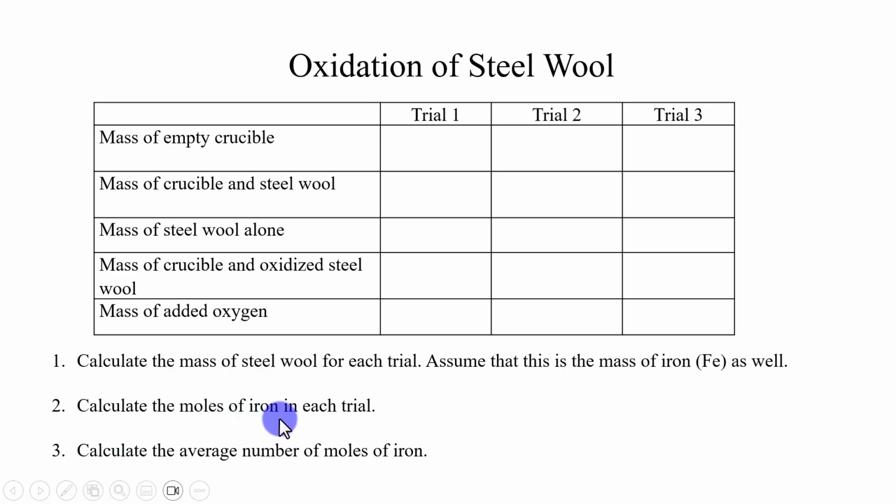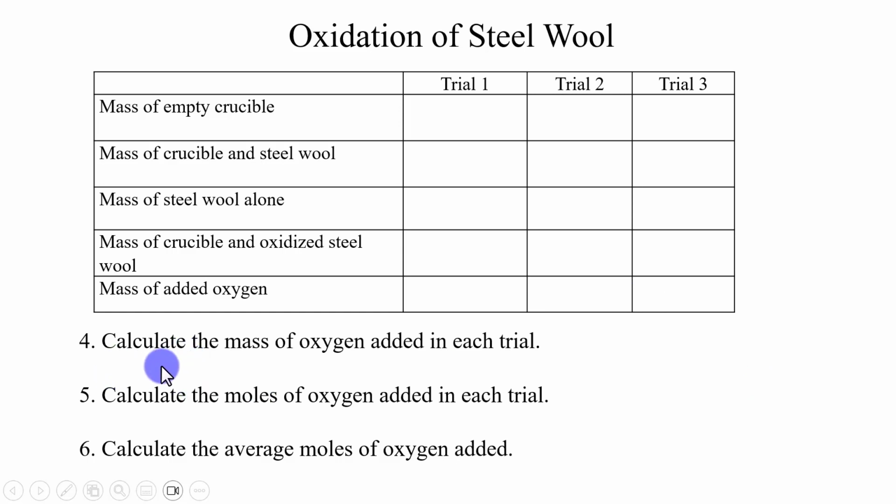Then once you get number 2 done, calculate the average number of moles of iron. Just take the 3 trials and calculate an average of those 3 values from part 2. And that's going to be what you write down for part 3. Please make sure that you follow the units, and all of these are supposed to have units with them. So the mass will be obviously in grams, the moles will be moles, and number 3, since it's the average number, will also be moles.